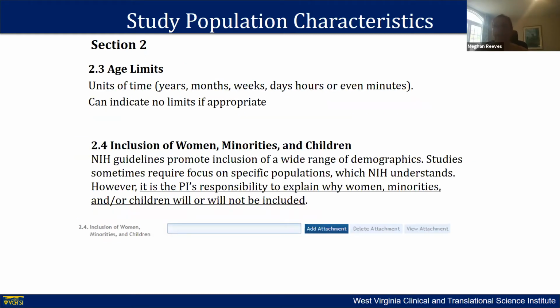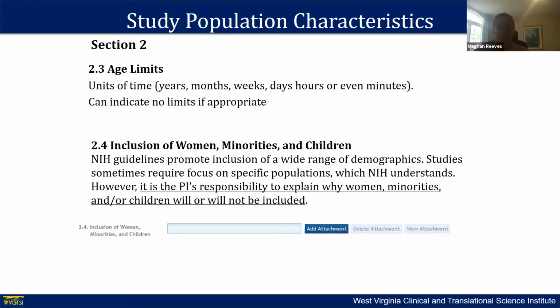Continuing with section 2, age limits. Again, this is a pretty self-explanatory thing, but it's available in units of time from anywhere from minutes, if you're looking at newborns, to months, weeks, years. And sometimes an upper or lower limit of age inclusion is not required.